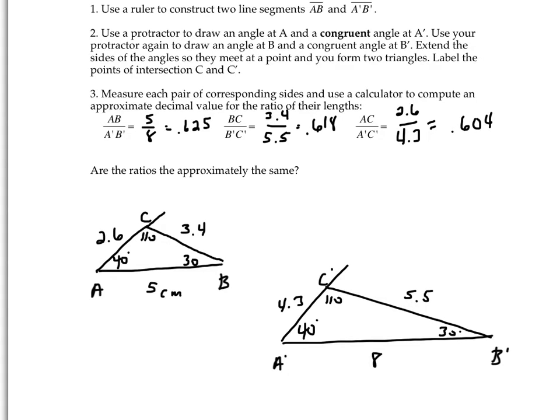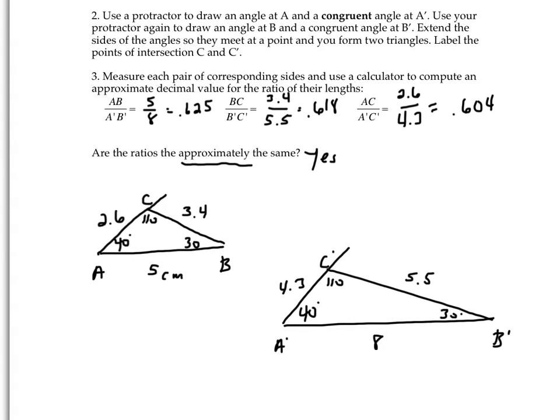Now, they're not exactly the same, and that could be because I measured quickly, okay, or my use of the protractor might have been off a little bit. But are the ratios approximately the same? Yes, they are. Okay, so that shows that all three pairs of corresponding sides are proportional, and we know that all three pairs of corresponding angles are congruent. So it does mean that our two triangles are similar to each other.